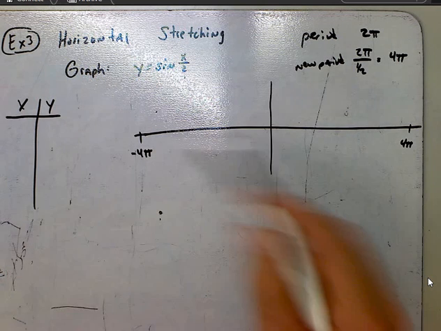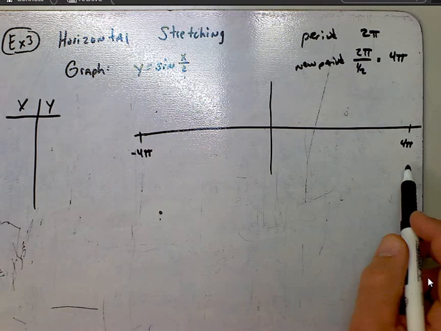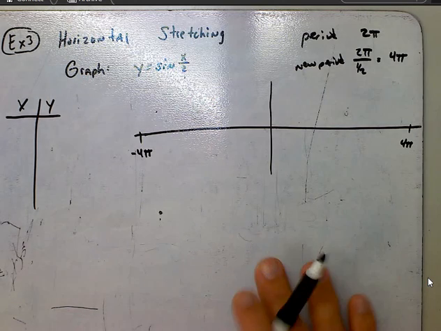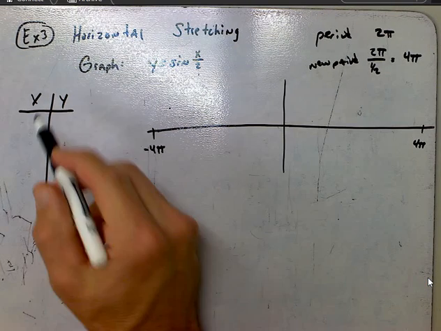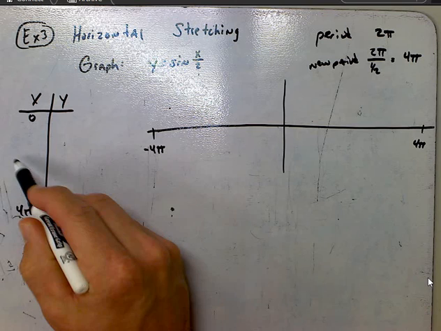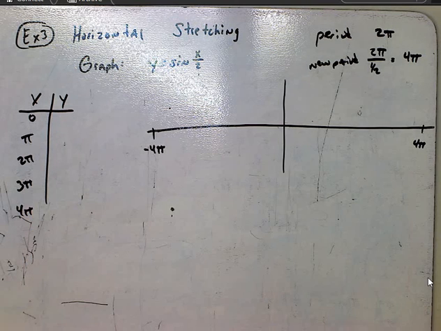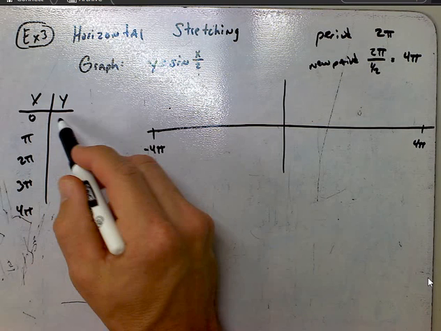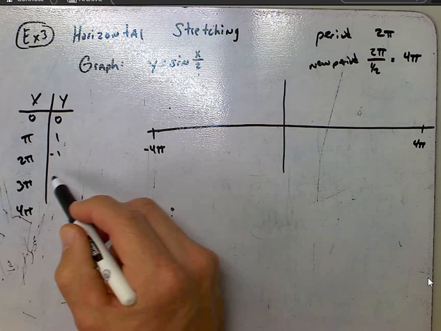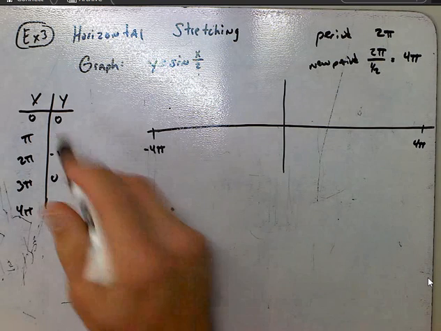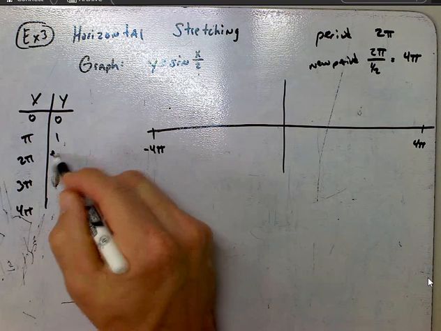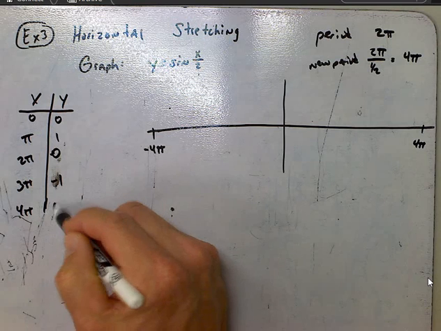from 0 to 4 pi is one period, so divide it up into 4 equal slots: 0, 4 pi, half of that's 2 pi, pi, and 3 pi. And then the 0, 1, negative 1, 0 goes in the same order. So it's still going to be 0, 1, negative 1, 0, just like that.